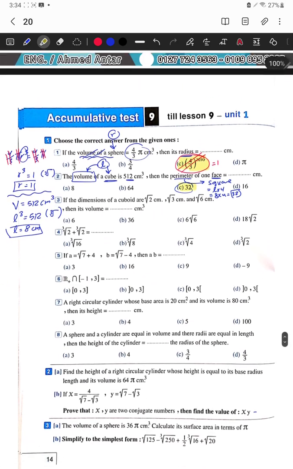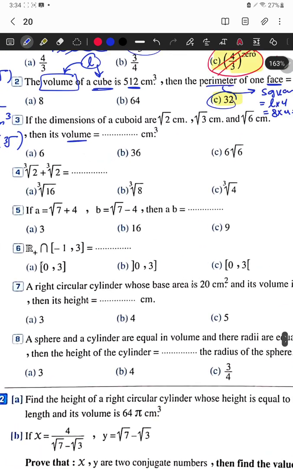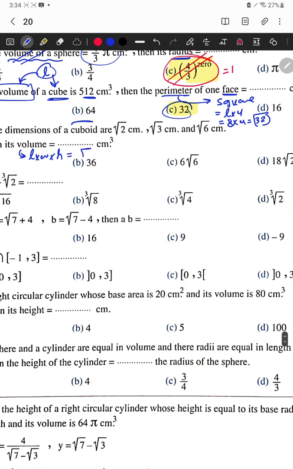Letter C. The next one, the dimensions of a cuboid are √2, √3, and √6. So now then the volume of the cuboid equals length times width times height, or x times y times z, something like that. All of the dimensions times each other. So √2 times √3 times √6. And we took before that if you have a root times a root, then you can take only one root and you can multiply all of these numbers together.